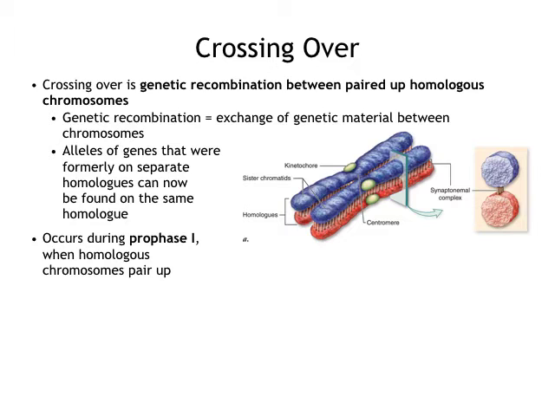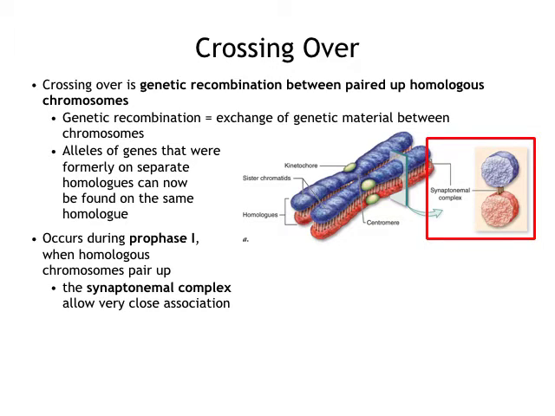And crossing over happens during prophase 1 when these homologs pair up. And the way they do this is there are these cohesin proteins and other proteins that form the synaptonemal complex. Think of the synaptonemal complex as a temporary glue that pairs these homologous chromosomes up. And once they're paired up, they're going to be so close and have such similar DNA sequence that crossing over is going to happen. And this is kind of what it looks like.